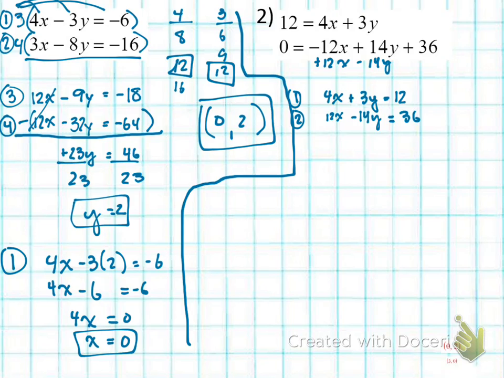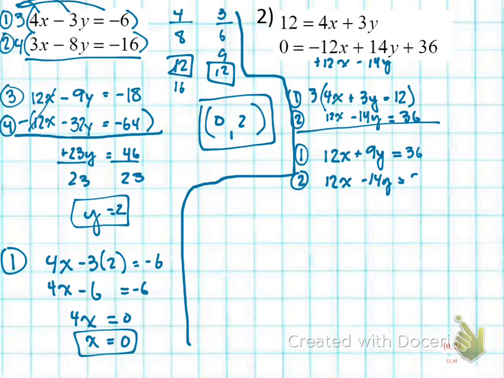All right, so look what's going to happen on this one. We're going to focus on our x's. Is there anything I can multiply 4 with to get 12? 3, right? Okay, so I'm going to multiply equation 1 by 3. So our new equation 1 is going to be 12x plus 9y is equal to 36. And then equation 2 is going to be 12x minus 14y is equal to 36.